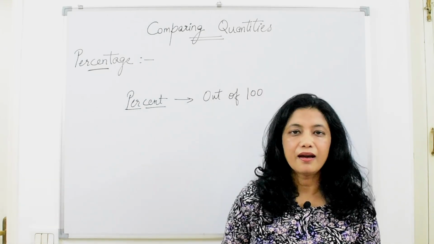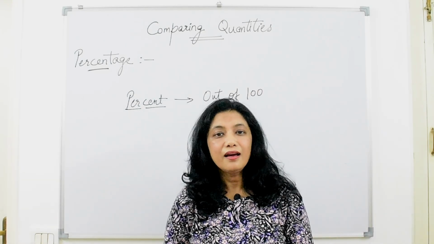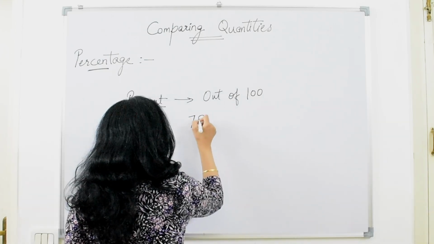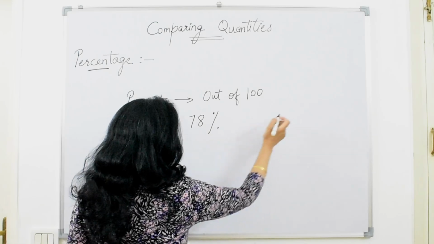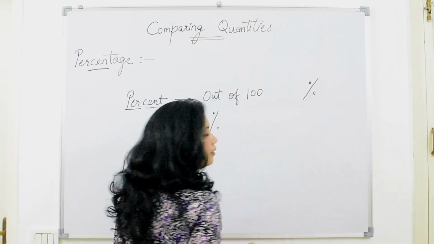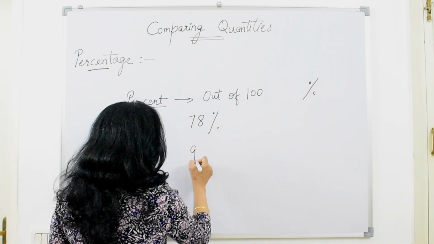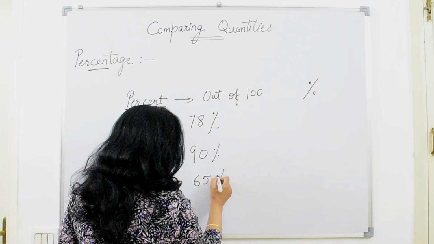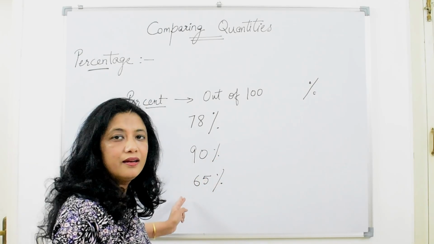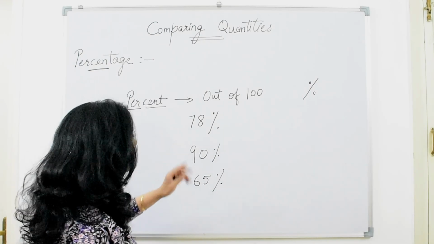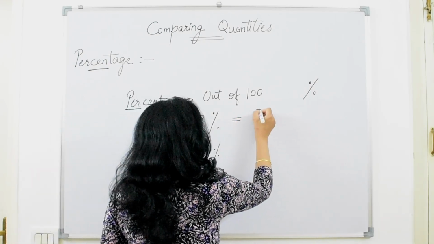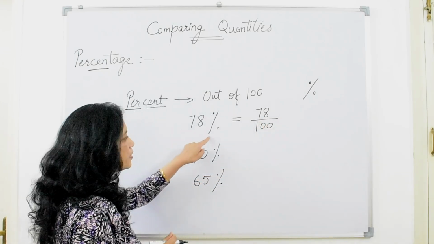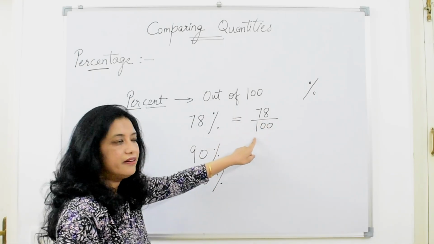See, whenever we get our result, our marks are in percent. Like one child gets 78%. This is the sign for percentage. Another has scored 90%. Another 65%. So this is how we get our result in percentage. What does this stand for? It means 78 out of 100. 78% means 78 out of 100.